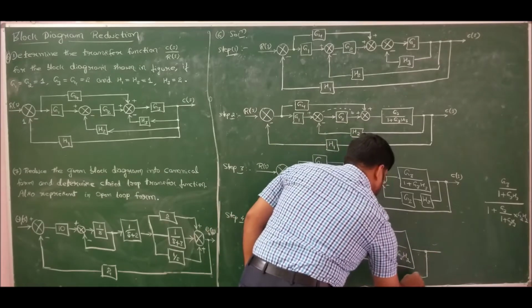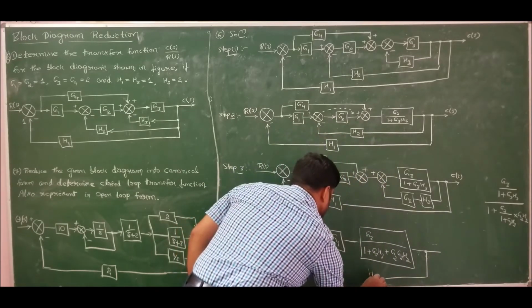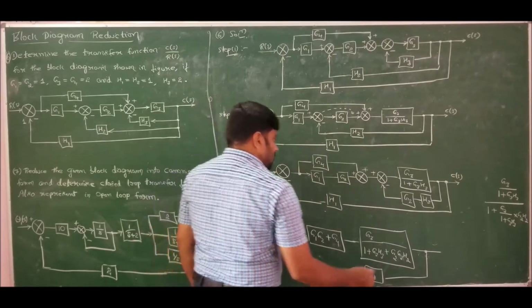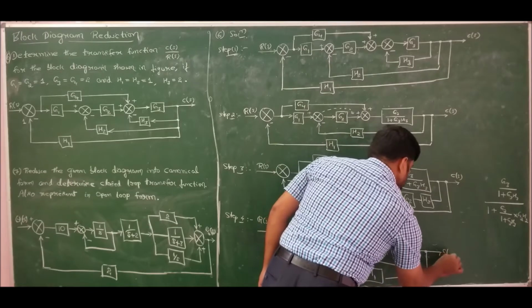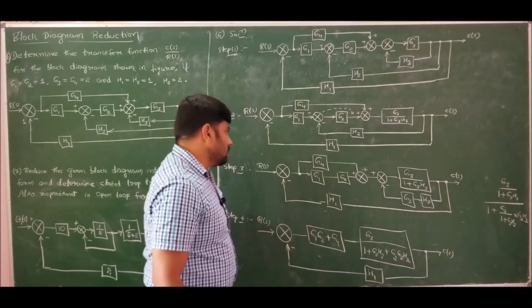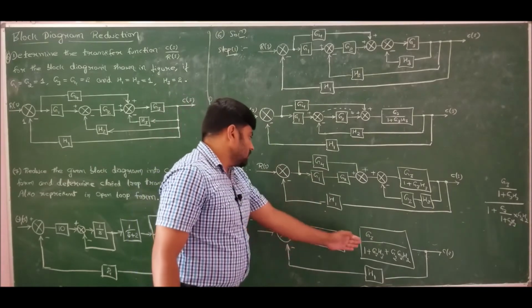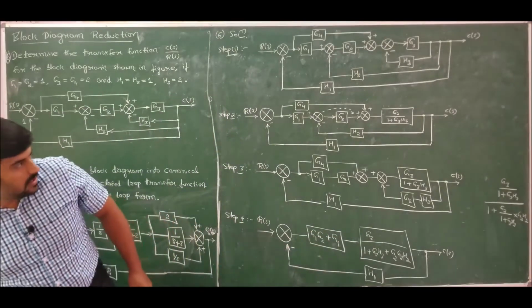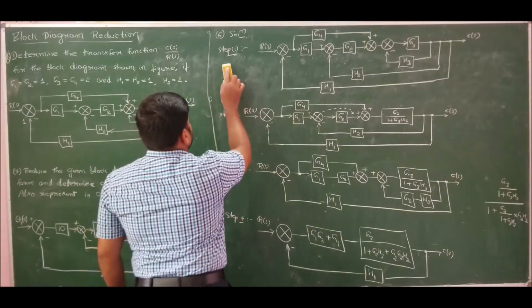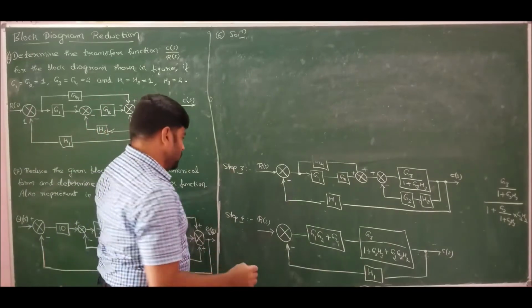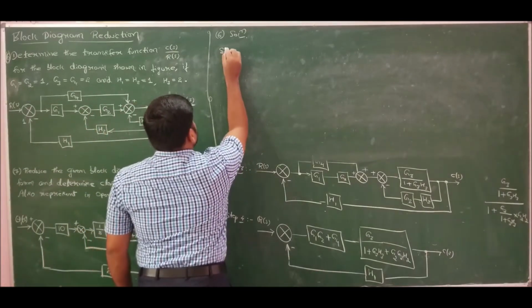So we have only one feedback, that is H1, and we have C of S. These two are in series, so therefore this is nothing but the product. Hence, in step 5 we got the canonical form. Now moving to the next step.